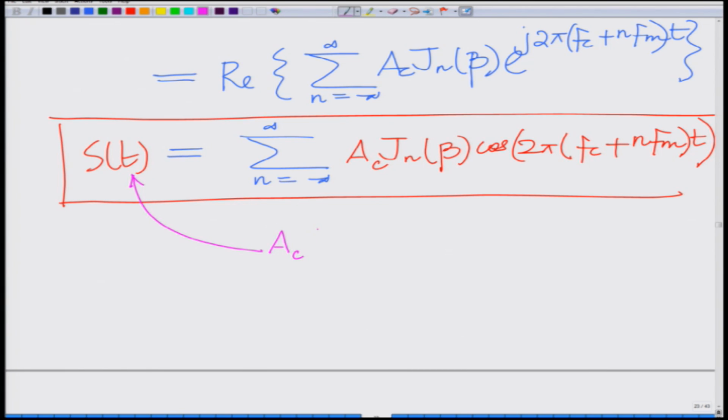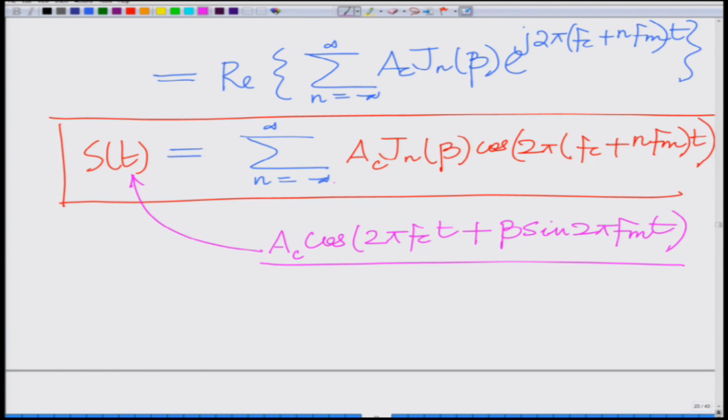A_c cosine(2π f_c t + β sin 2π f_m t)). So, this is basically summation n equal to minus infinity to infinity A_c J_n(β) cosine 2π(f_c + n f_m)t.